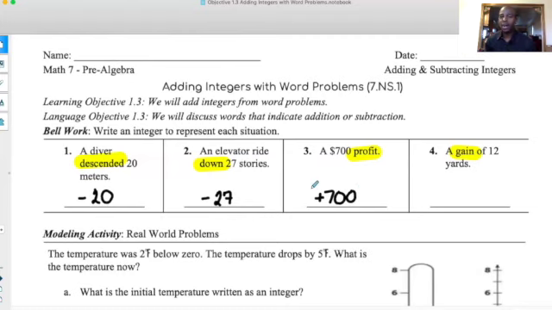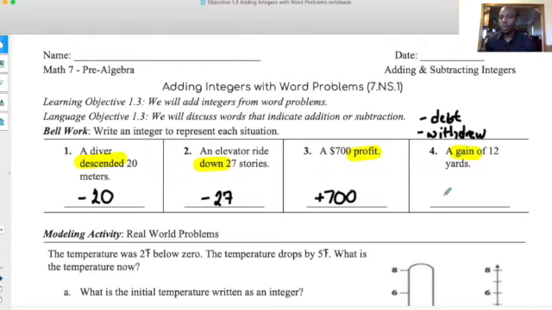It indicates a positive. Now, what's the opposite of profit? What's the opposite of profit? If you don't know, it could be debt. It could be withdrew, right? These are words that may indicate, right, the opposite of profit. If someone's in debt, if someone withdrew a certain amount of money, that indicates a subtraction rather than an addition when it comes to math and money terms.